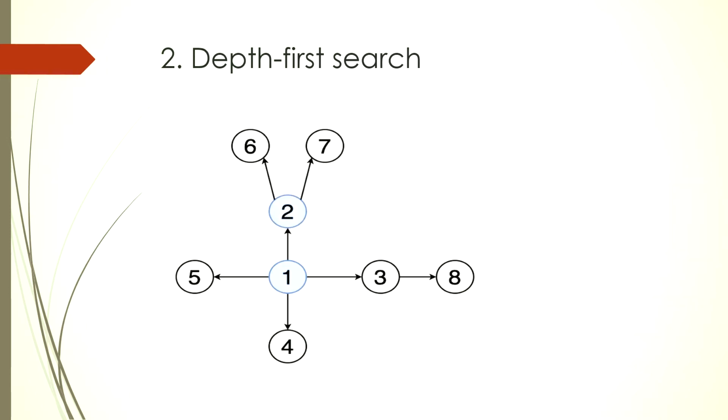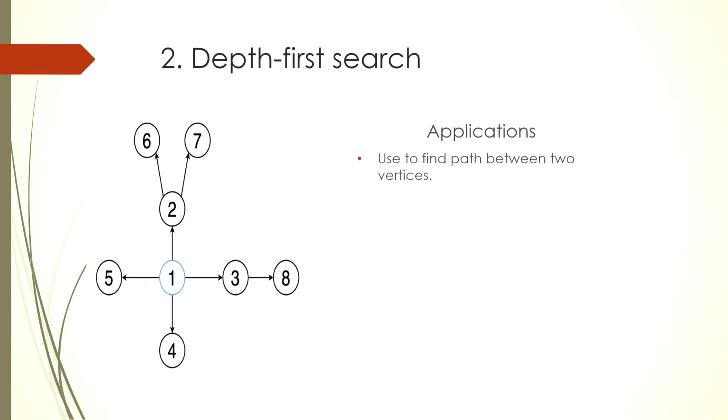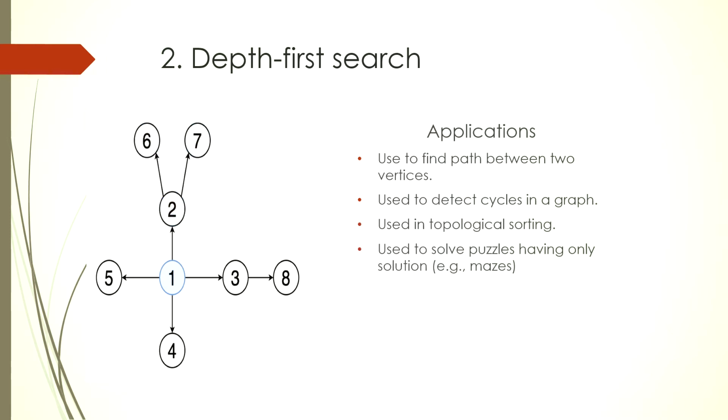Number 2, depth first search. In depth first search, or DFS, we start from a particular vertex and explore as far as possible along its branch before retracting, which is backtracking. In DFS, we also have to keep track of visited vertices. We use a stack data structure to support backtracking. Applications: used to find a path between two vertices, used to detect cycles in a graph, used in topological sorting, and used to solve puzzles having only one solution.